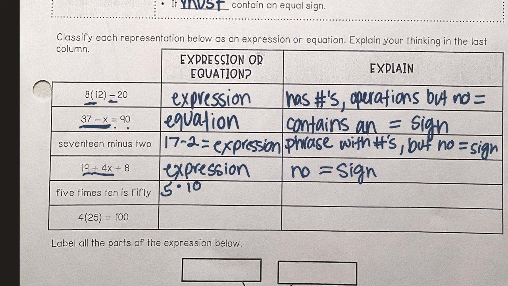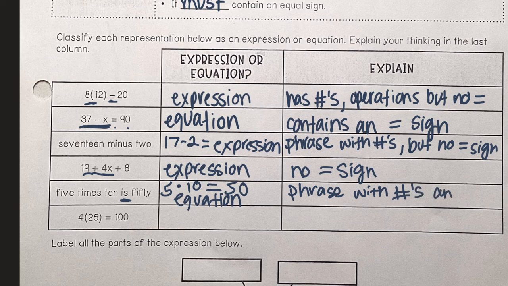So this would be 5 times 10. So 5 multiplication sign 10. Is the key word here. Is means equals. Is the word for equal sign. It is 50. So we're saying that 5 times 10 is the same as 50. So this would be an equation. And you would say phrase with numbers and equal sign. Because of the word is, our equal sign.